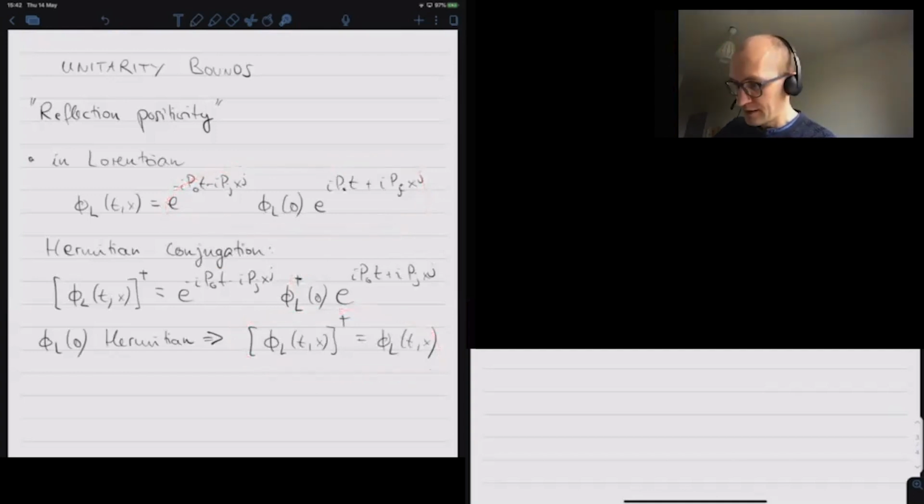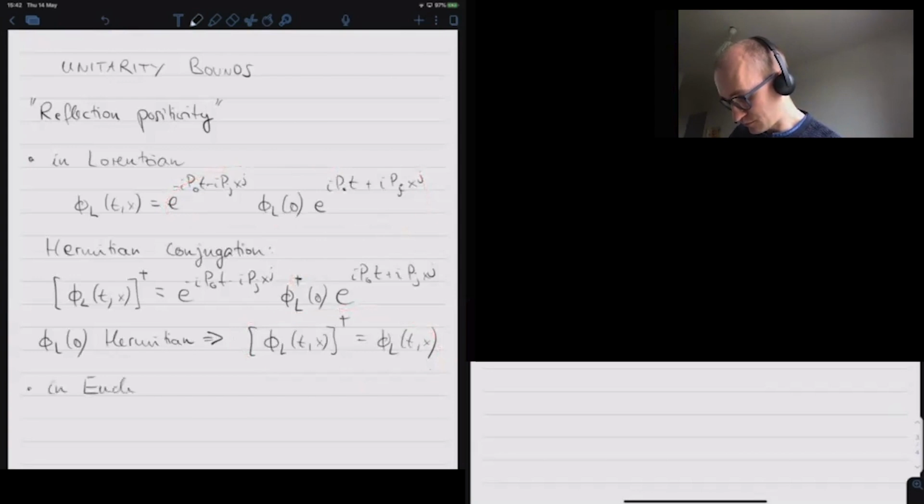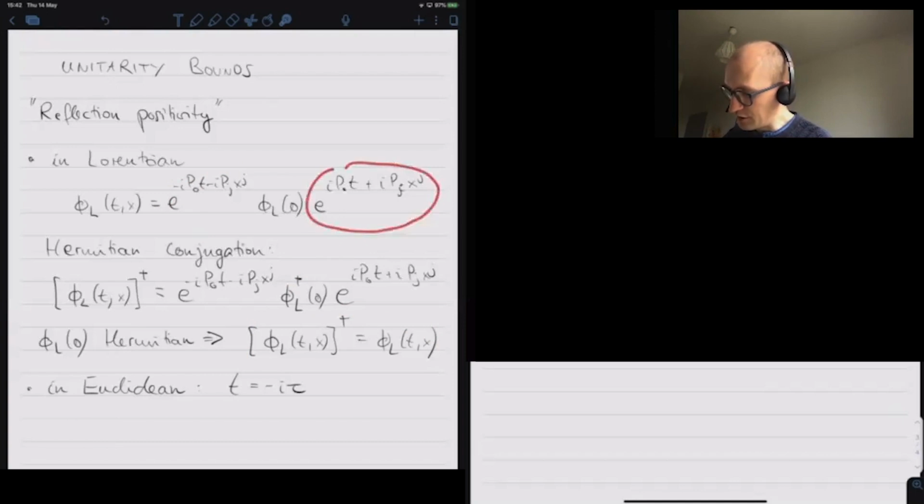Now, in Euclidean, of course, t is equal to minus i tau, and you already see that there is going to be a little bit of a snag in the story. Just a slight complication, because the reason that this operator, if I put it in front and conjugated it, became this operator is that I had a factor of i here, but that factor of i is now gone because it multiplies this minus i.